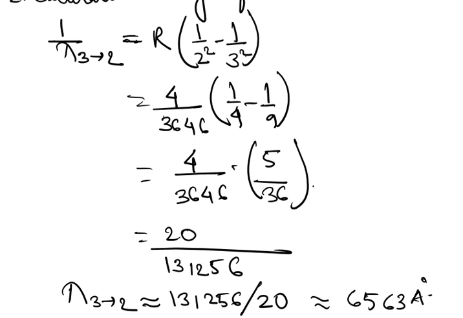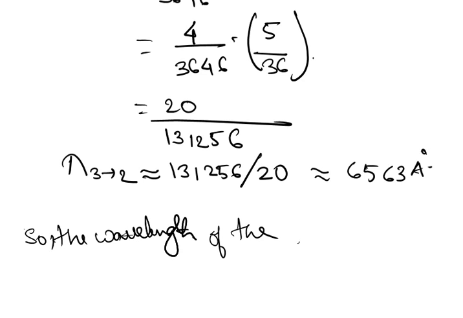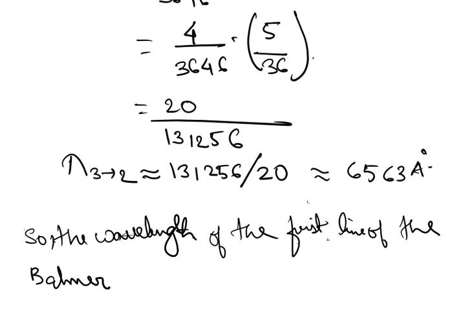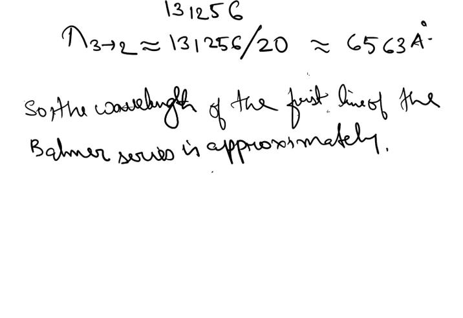So the wavelength of the first line of the Balmer series is approximately 6560 angstroms.